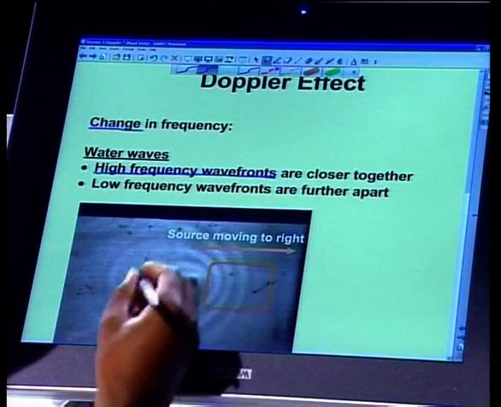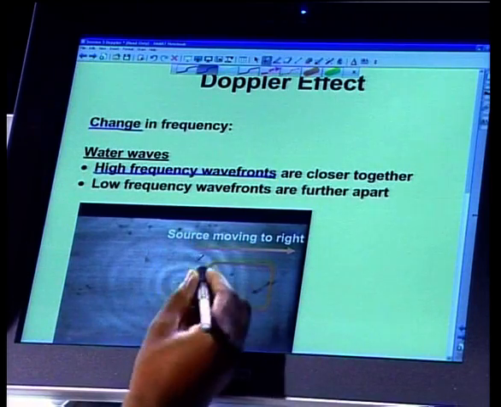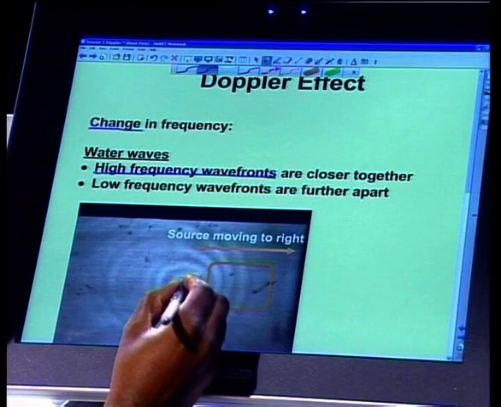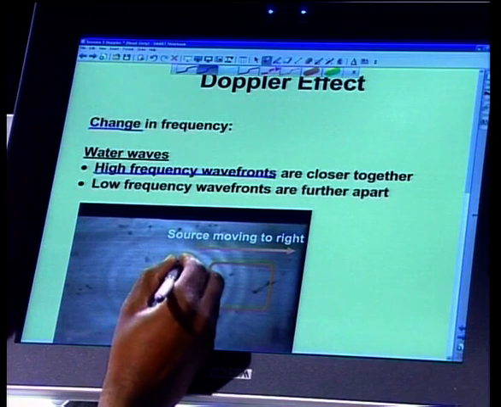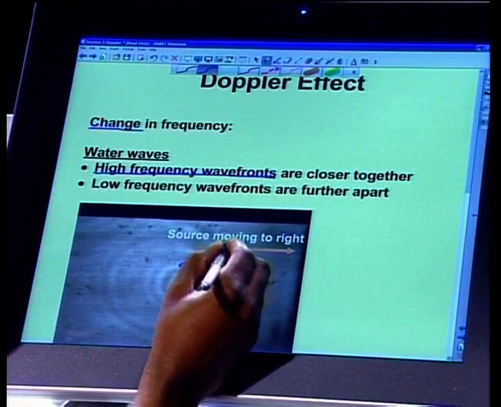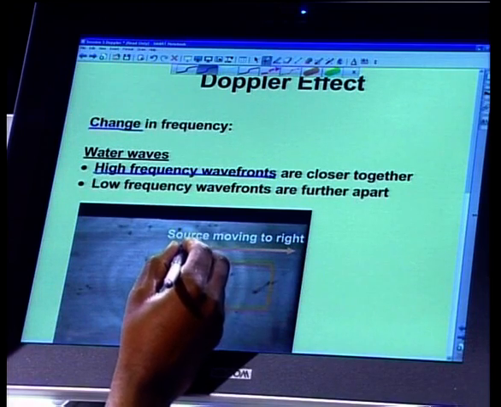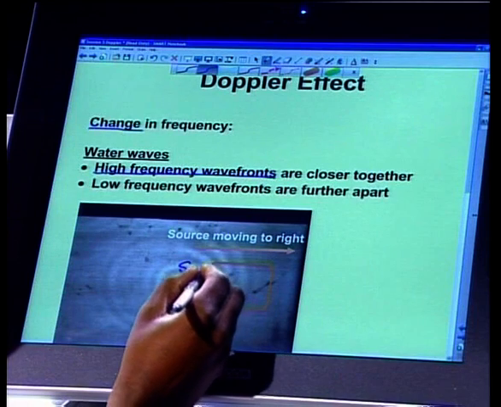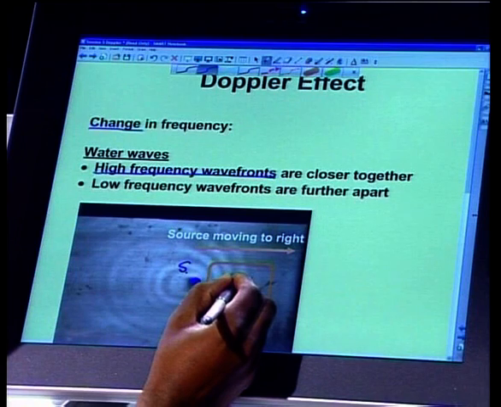Now, if you look at this illustration here, you will see that that point there represents a source. So I'll put an S for it. Now, this source is moving in that direction as indicated. As it moves in that direction, you will see that there are wave fronts here, and I'll put dots where the wave fronts are.